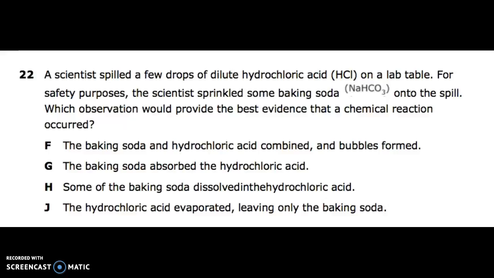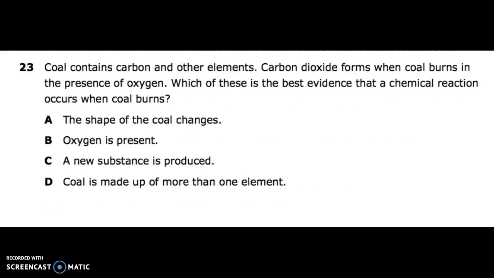Again, chemical reaction. Number 23. Coal contains carbon and other elements. Carbon dioxide forms when coal burns in the presence of oxygen. Which of these is the best evidence that a chemical reaction occurs when coal burns? A, the shape of the coal changes. B, oxygen is present. C, a new substance is produced. And D, coal is made up of more than one element.